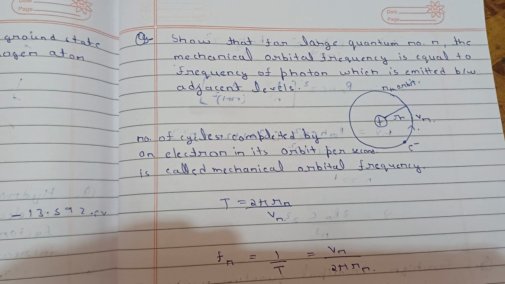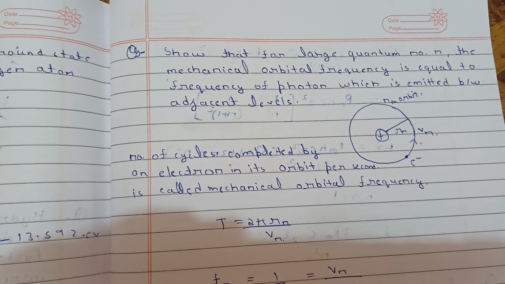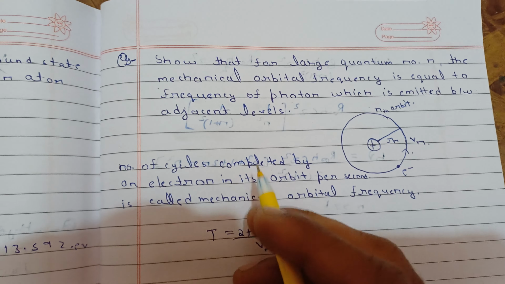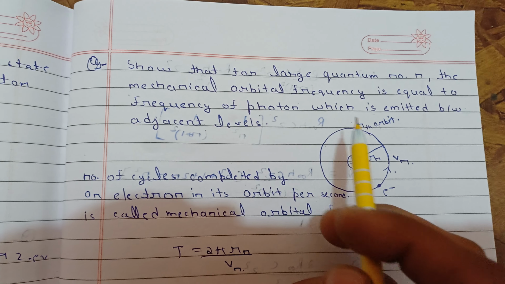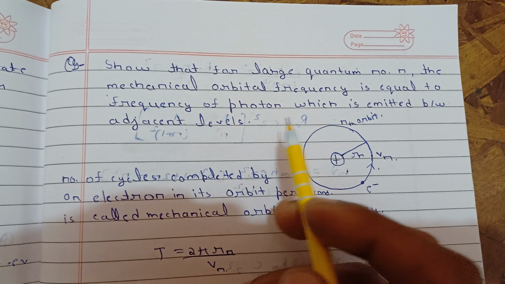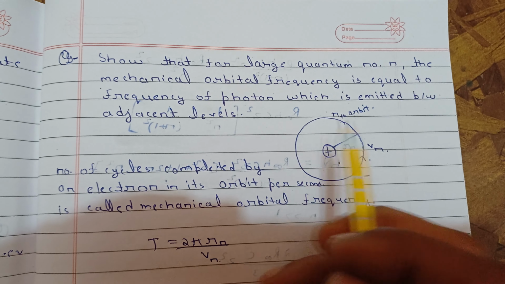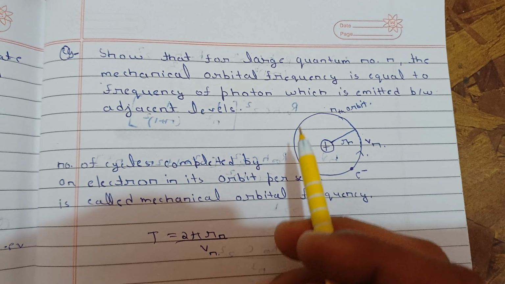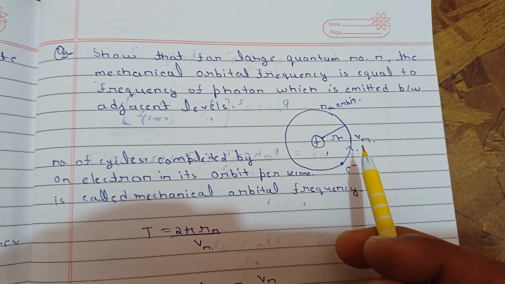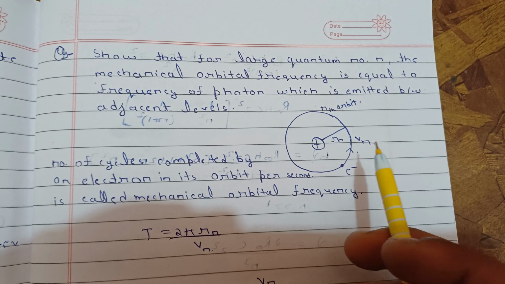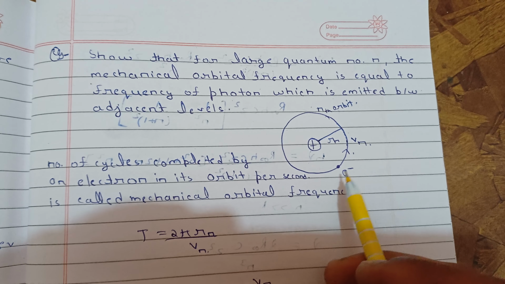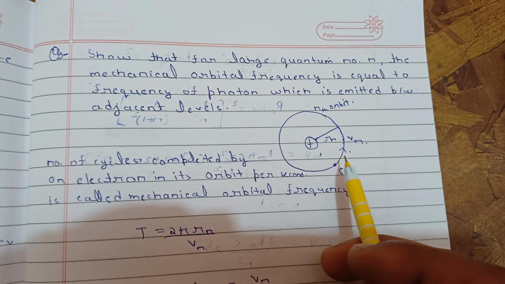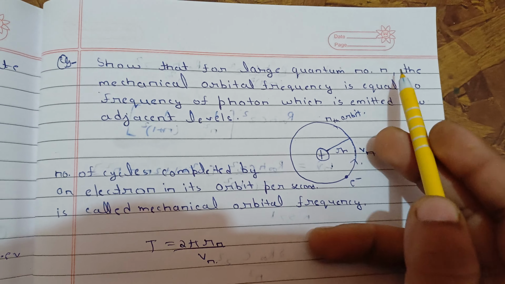So these are all the previous year questions, so you must pay very much attention here. Show that for large quantum number n, the mechanical orbital frequency is equal to the frequency of the photon which is emitted between the adjacent levels. So what they are saying is that we need to prove that the frequency of this electron is equal to the frequency of the radiation which is emitted when the electron goes in transition from the higher level to the lower level when n is very high.